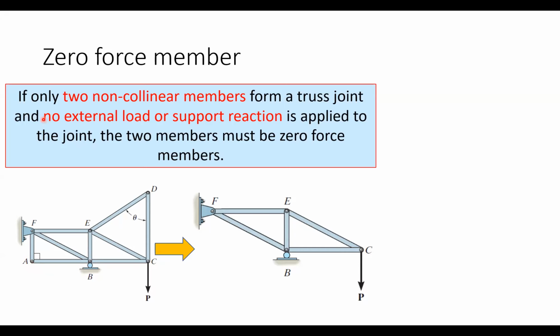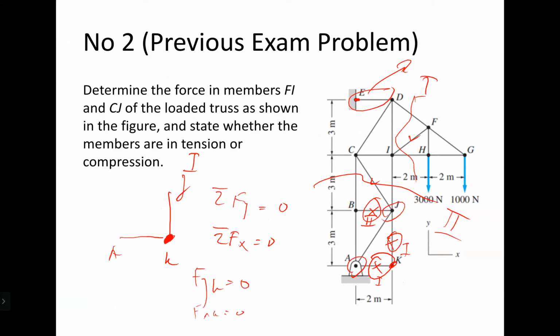This and this, okay. JK and AK are actually the first type of zero force member, but BK is the second type of zero force member. Good. And FH is not a zero force member because there is an external force of 3000 Newton at that point. If the 3000 Newton is not there, then FH will be a zero force member.